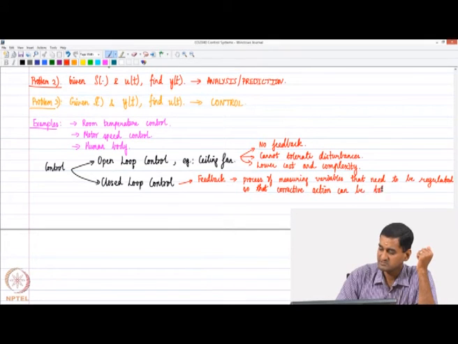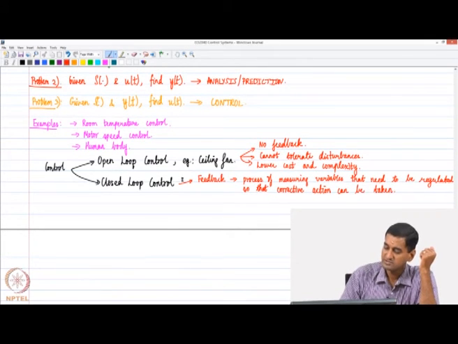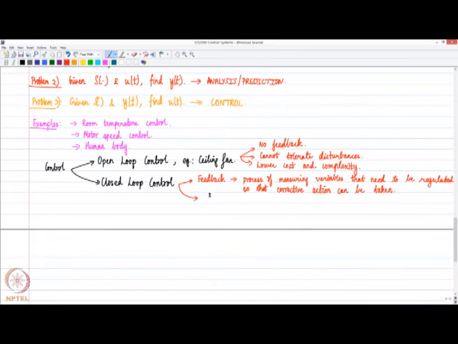Okay, that is the process of feedback. So consequently, closed loop control is more tolerant or robust to uncertainties that come in, disturbances and so on. And typically what we call during the design process unmodeled dynamics and so on.